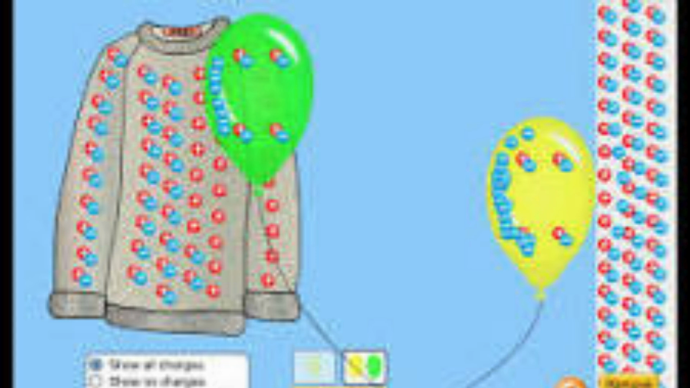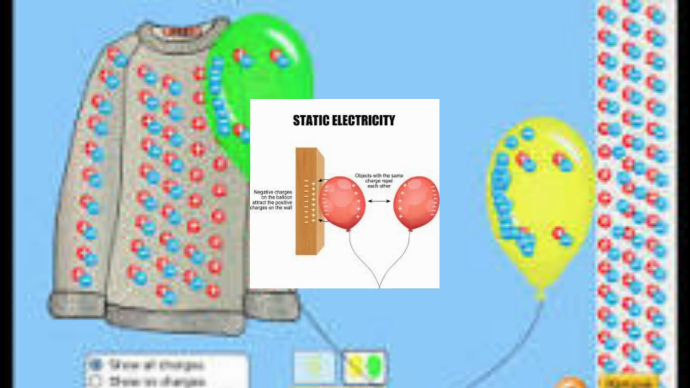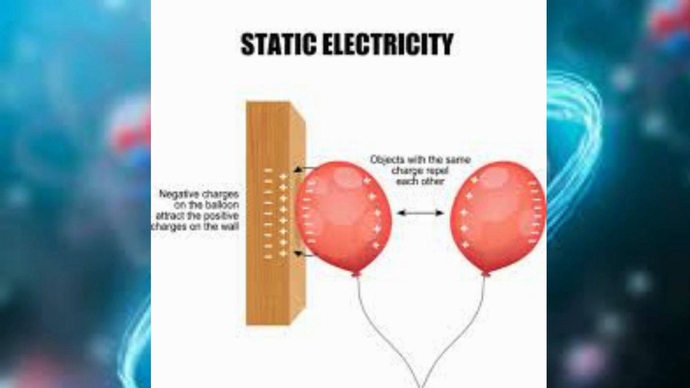Here's a simple example. When you rub a balloon on your sweater, electrons from the sweater transfer to the balloon. Now, the balloon has more electrons, giving it a negative charge. Because the balloon is negatively charged, it can attract positively charged objects, like a neutral wall. This is why the balloon can stick to the wall after rubbing it.